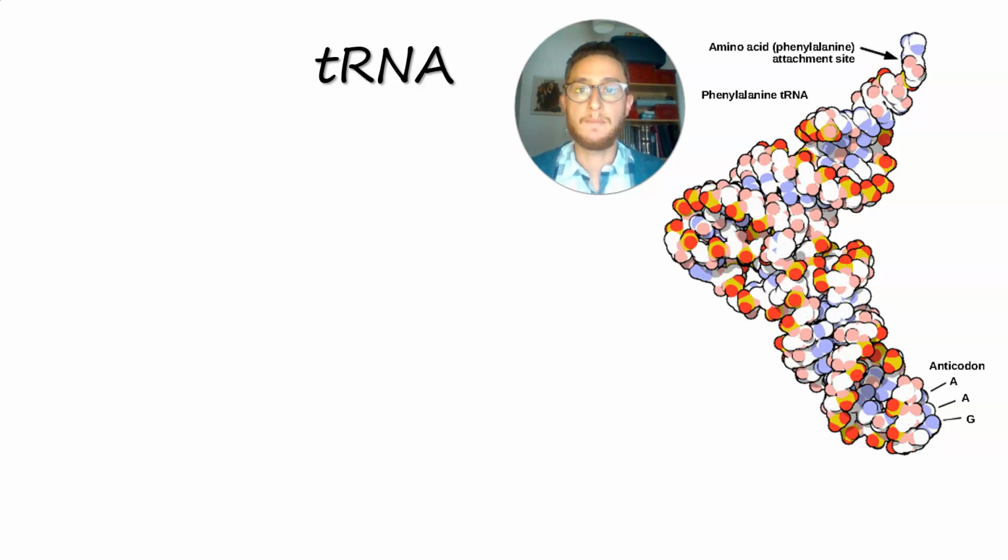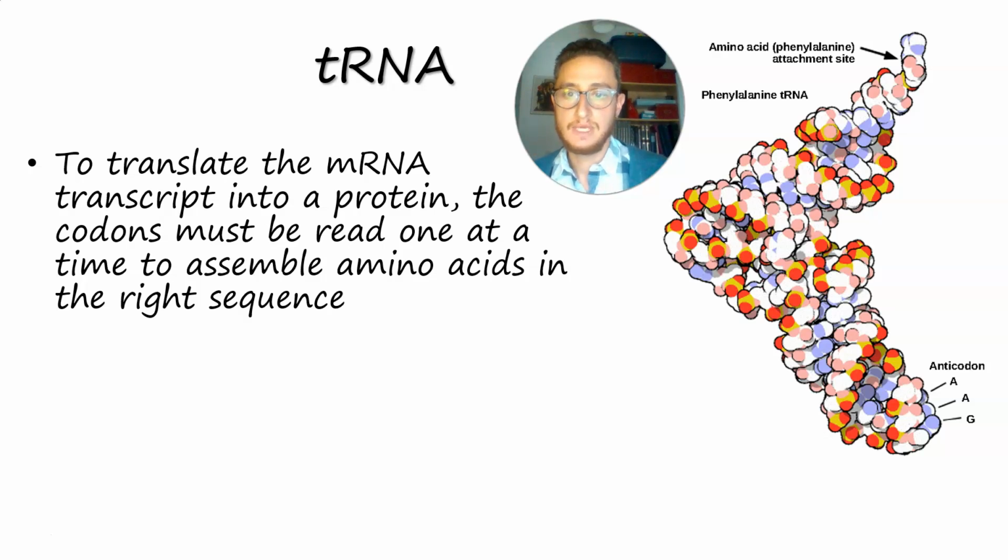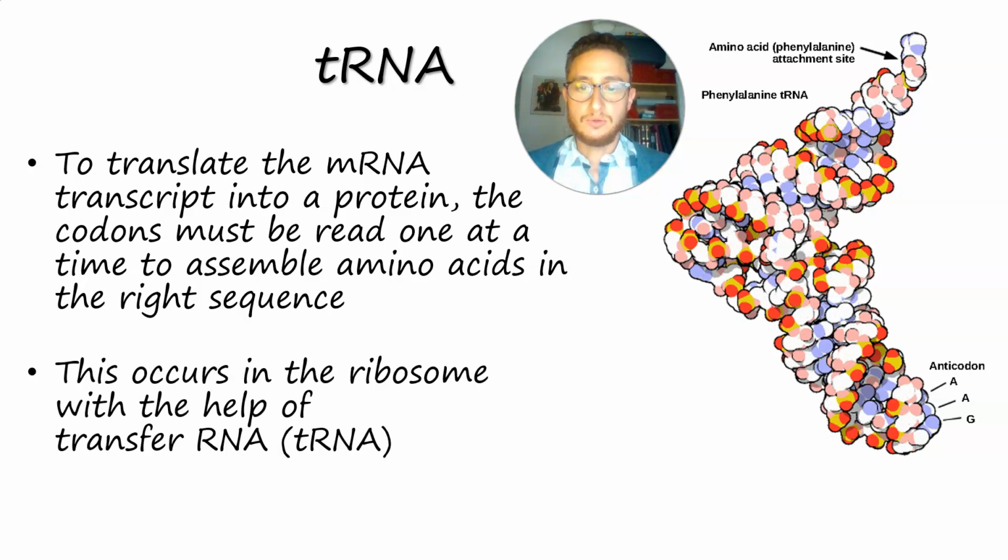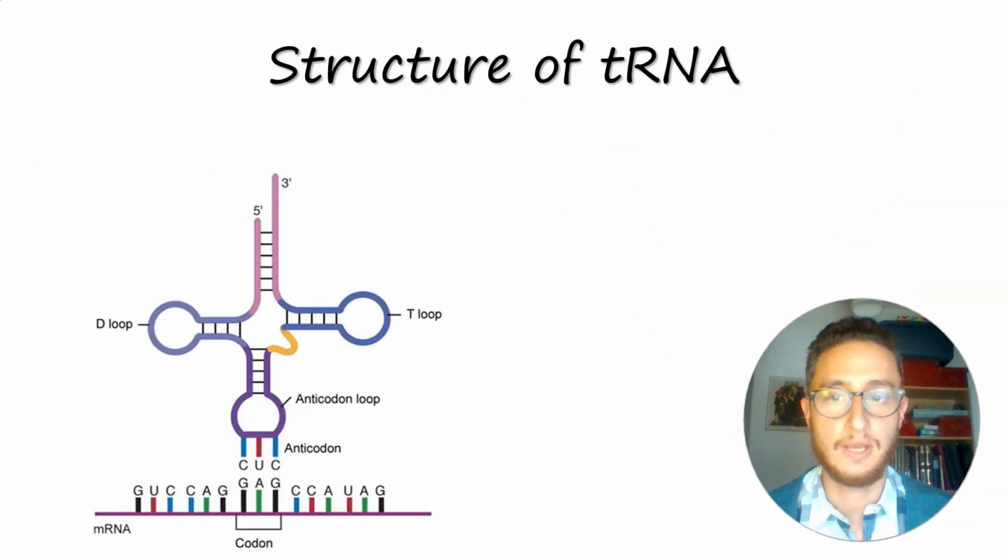And so there's that molecule, the tRNA, that we're going to introduce into the mix. And essentially, that is a folded up piece of RNA. And on one end of that molecule is an amino acid. And on the other end of that molecule is a 3-letter sequence called the anticodon that is going to complementary base pair with our mRNA. So to translate the mRNA into protein, codons, which are these 3-letter words, must be read one at a time to assemble the amino acids in the right sequence. This occurs in the ribosome using tRNA.